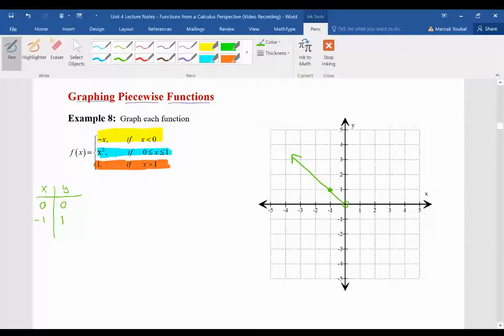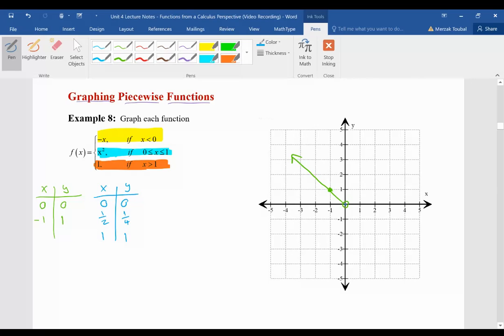Now the second one is x squared for the values of x between 0 and 1. Let's do the same thing. We can use a table of values. We got x and y. So the smallest number I can plug in is 0. 0 squared is 0. And then the greatest number I can plug in is 1. And of course, I can plug in a number in between. I can do 1/2. And the square of 1/2 is 1/4. And then I can do 1, and the square of 1 is 1.